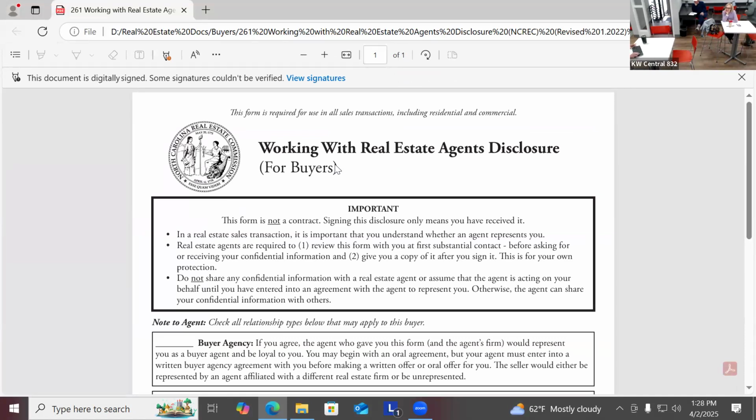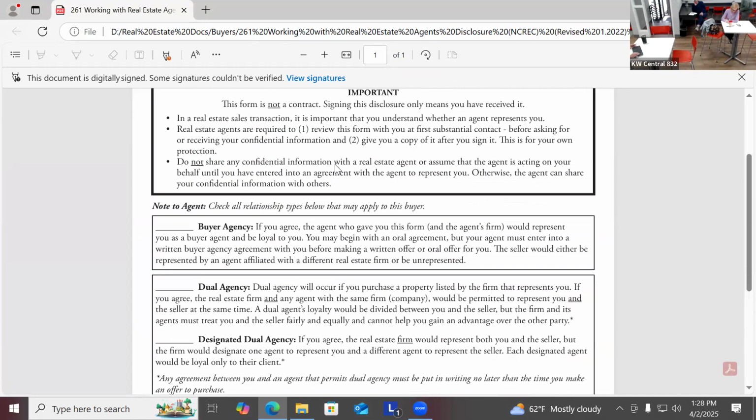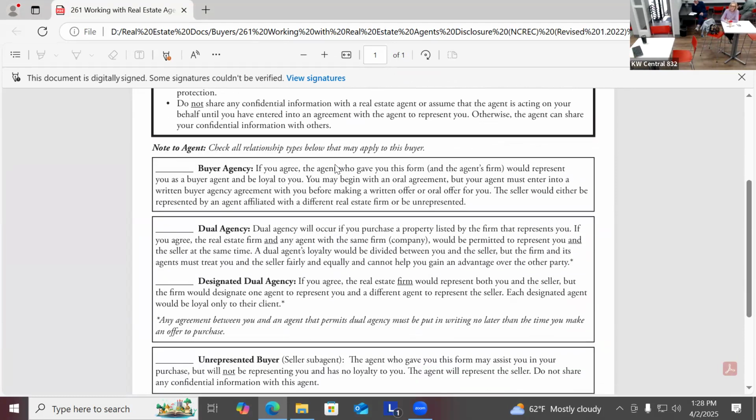Yeah. Okay. So working with real estate agents, again, we know this form very well. We check the top 3 boxes. We do not check the bottom box.